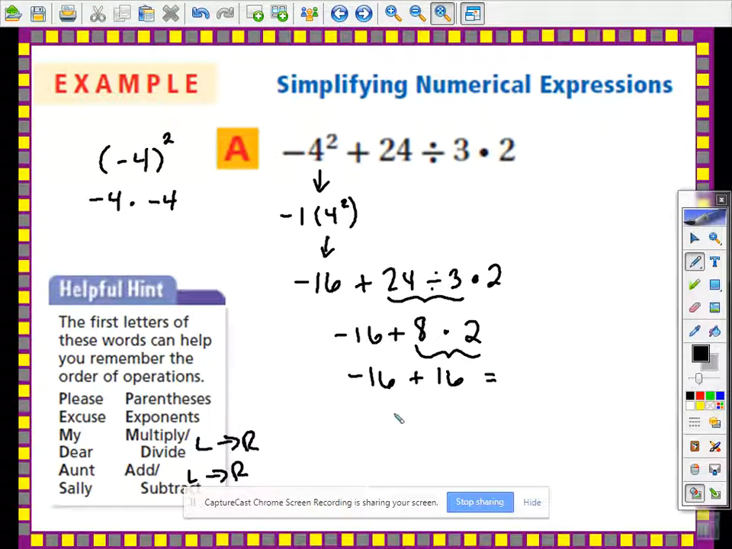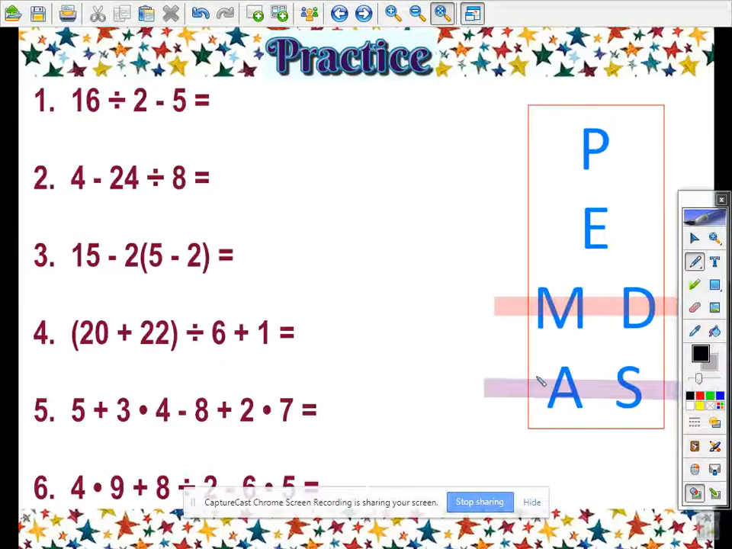We're going to use our skills from our previous lessons. A negative plus a positive, -16 plus 16 gives you 0. All right, so why don't you pause, try these 6 examples, and then when you're done, come back and we'll go over them together and we'll see how you did.